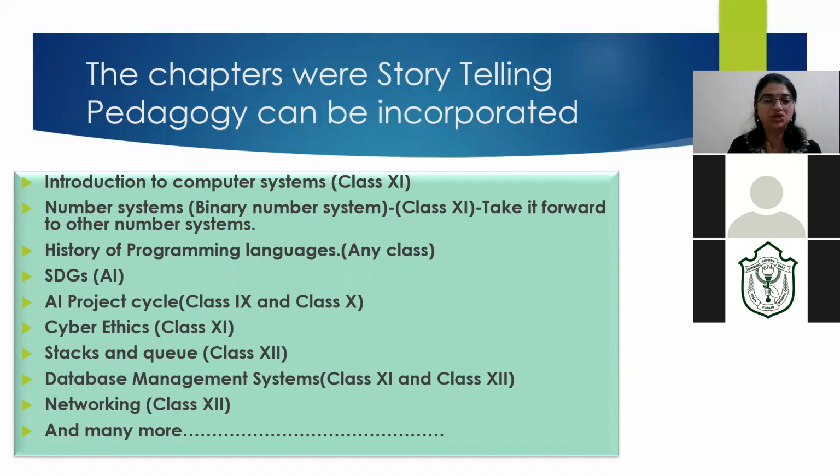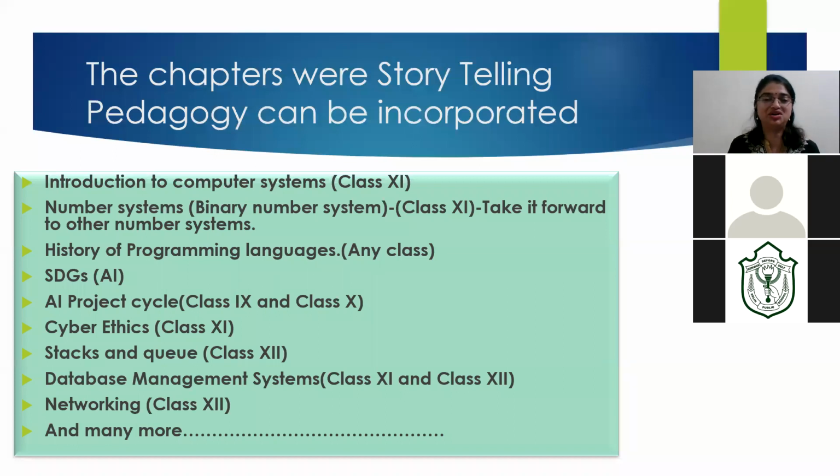SDGs, as I've already told you. AI project cycle also, we can use it in the form of a story. Cyber ethics chapter holds a lot of weightage in storytelling because we tell the children about cyber ethics, netiquettes. We teach them about, say, cyberbullying, cyber stalking, IT Act of India. What are these things? Even stacks and queues. Two characters you can make about stacks and queues, and they're discussing what their potential is and make a story.